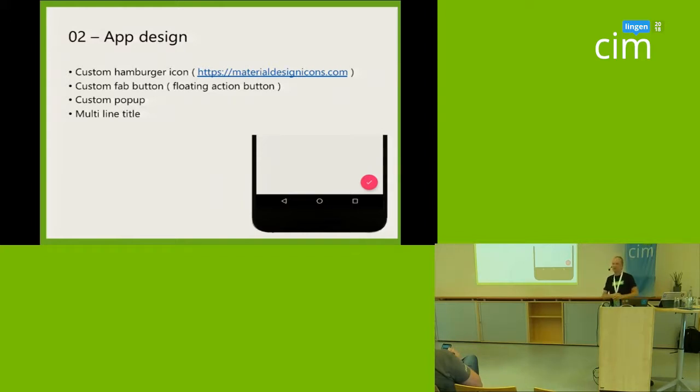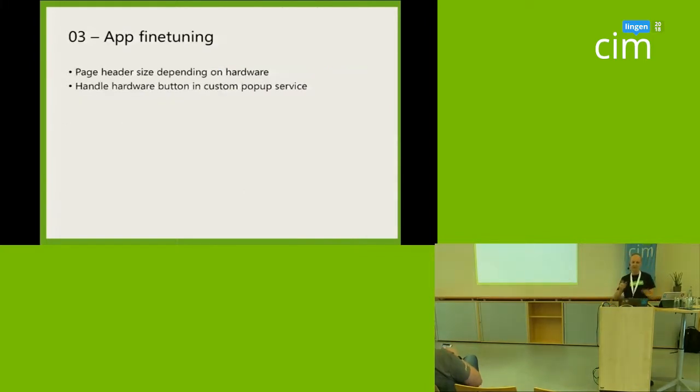We'll create custom pop-ups. That's also something that's very hard for a lot of people. And the last one is a little bit special. If you develop regular apps, at least for iOS, you'll get a single line as a title for each page. To change that, you have to do a lot of work. We'll show you an easier way of doing this to get multi-line titles. And in the end, I will give you some tips and tricks on how to fine-tune your application a little bit, like how to have a page header that's depending on the device that you're holding, and also customizing the hardware button if needed. All right?